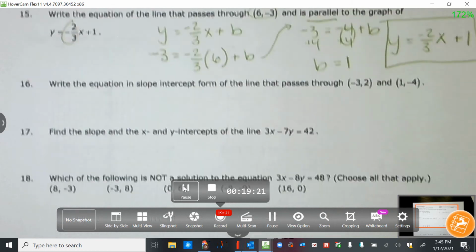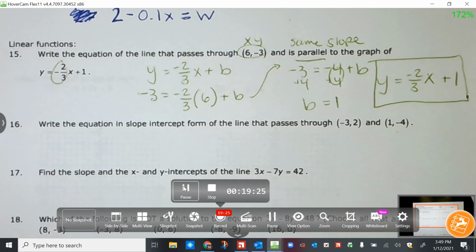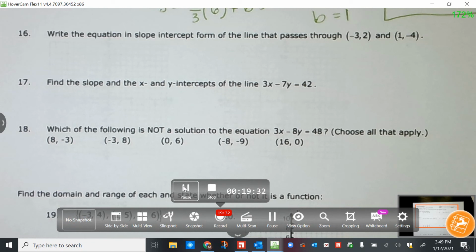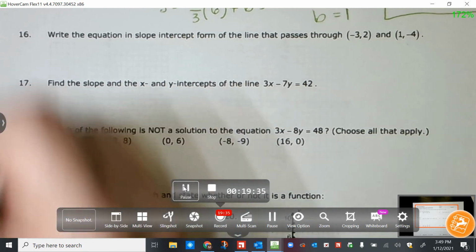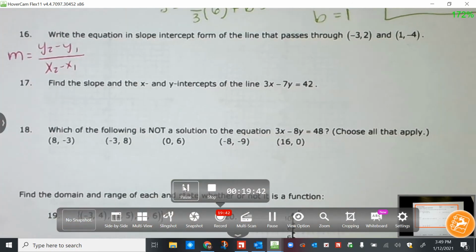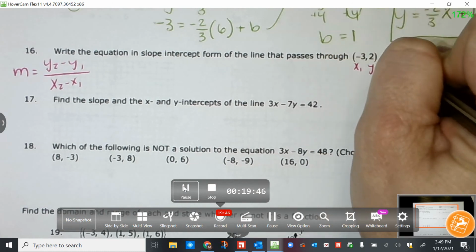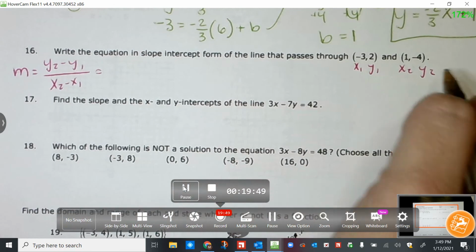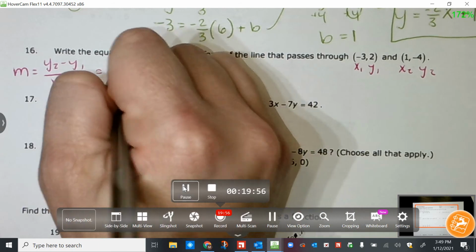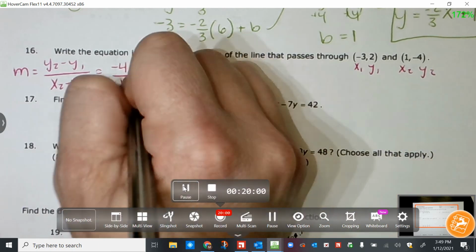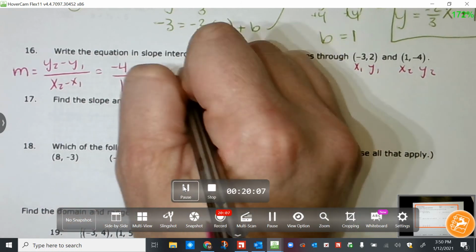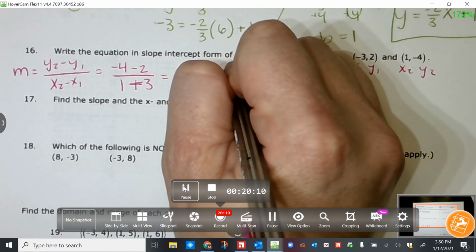Looking at the next one, it says write the equation in slope-intercept form, which is what we just did. It didn't tell us, so we picked slope-intercept. Write the equation in slope-intercept form of a line that passes through these 2 points. First things first, we have to figure out what that slope is. If you remember, slope is change in y over change in x. I'm going to label x1, y1, x2, y2. So y2 is -4 minus y1 is 2 over x2 is 1 minus x1 is negative 3. Two negatives makes a positive, so this becomes negative 6 over 4, which simplifies to negative 3 over 2.